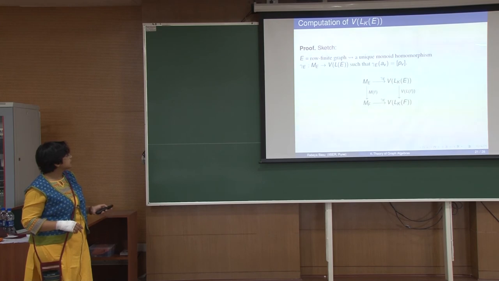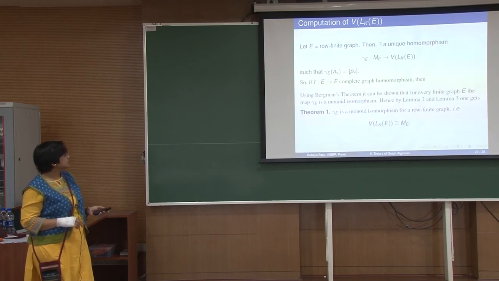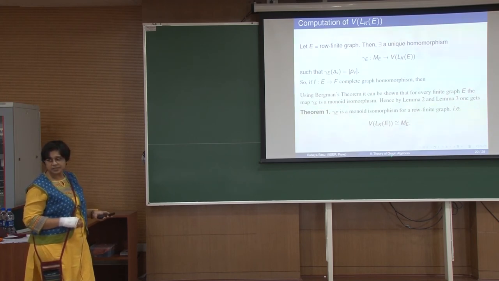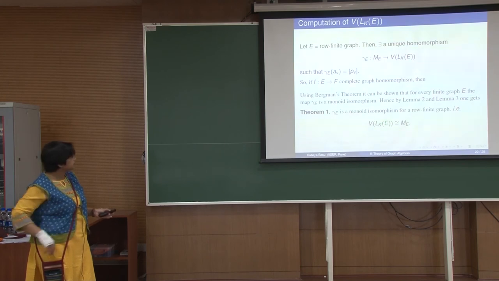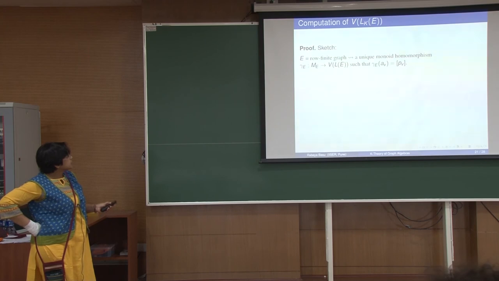The sketch is that... Sorry, can you just explain Goodearl's theorem? No, I don't know. Okay. I should not. The thing is, I don't want to, and that's why you skip this. And this is a non-trivial result. Okay. So this is a monoid homomorphism.